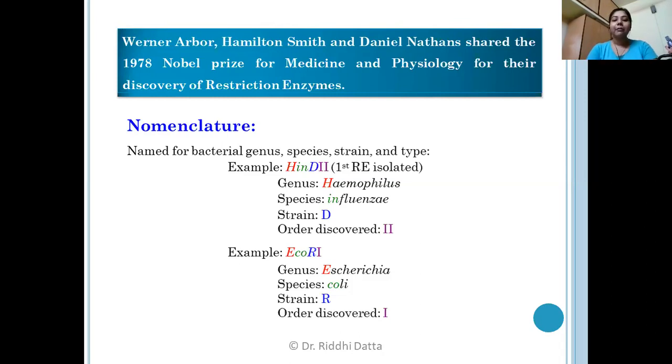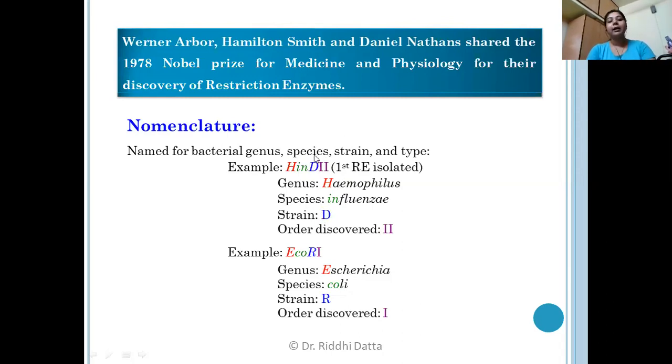What is that? Now let us see this example. HinII. HinII, this enzyme was isolated from Haemophilus influenzae strain D. So we will name it as the first letter H in capital will come from the first letter of the genus name. So H stands for Haemophilus. The second and third letters in small letters represent the first 2 letters of the specific epithet, that means 'in' from influenzae. The fourth letter in capital represents the strain. In this case, it's the strain D.